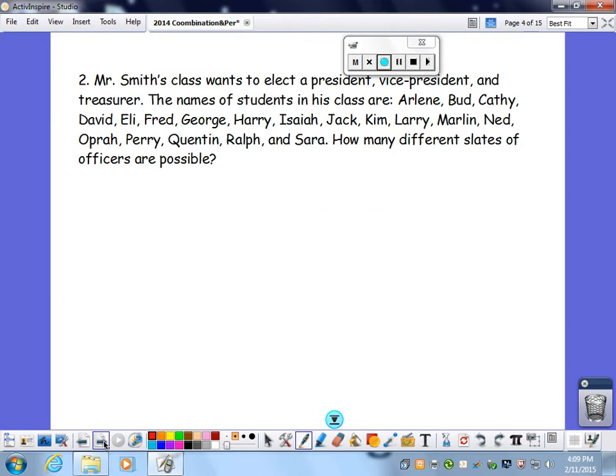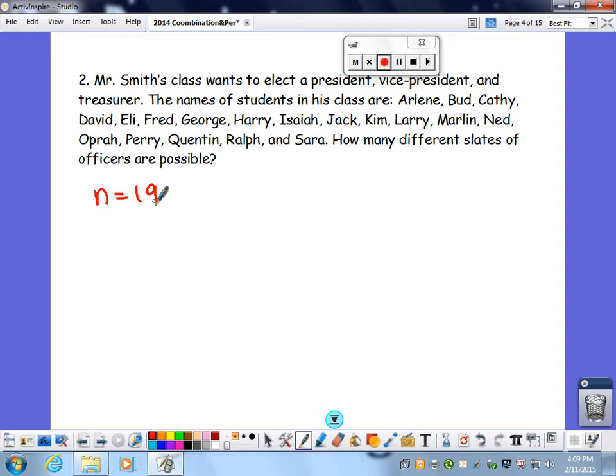Okay, moving on. Let's look at another example. Mr. Smith's class wants to elect a president, vice president, and treasurer. The names of the people in his class are the following. Count how many people are in his class. We should get 19, so n equals 19. There are 19 people in his class. How many different slates of officers are possible?